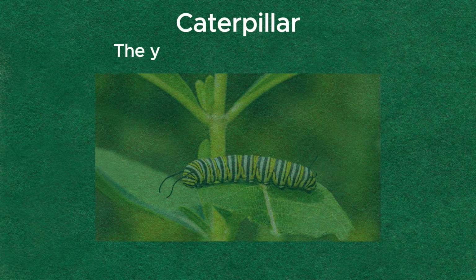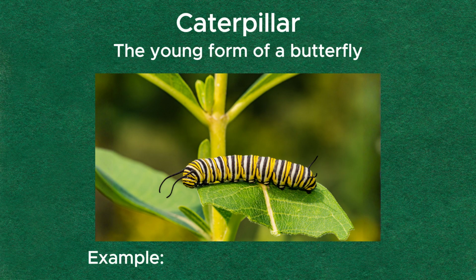Caterpillar. Caterpillar. The young form of a butterfly. Example, the caterpillar eats leaves.